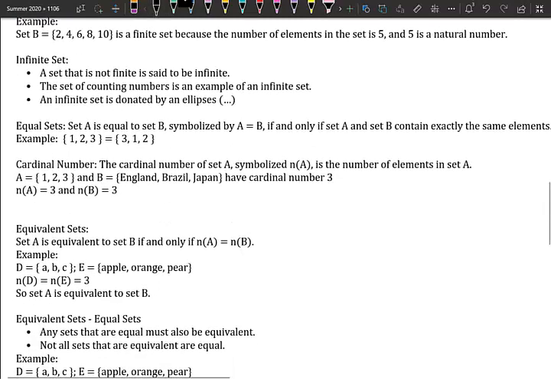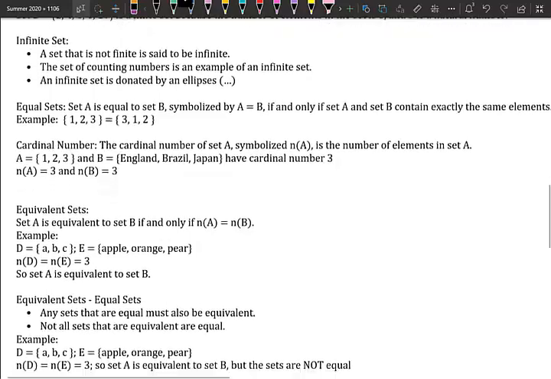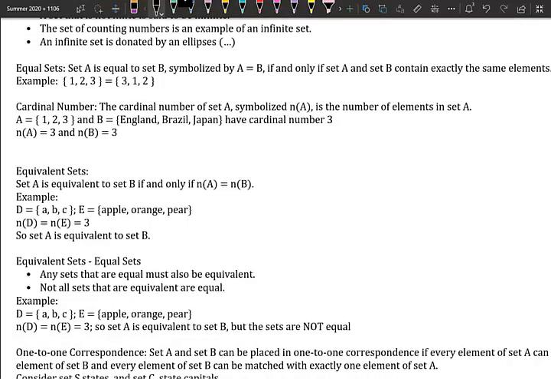Cardinal number. The cardinal number of set A, symbolized n of A, is the number of elements in set A. So set A is 1, 2, 3. Set B is England, Brazil, Japan. They each have a cardinal number of 3. So they each have 3 things in it. They each have 3 elements. They each have 3 members. So we would say the number of elements in A is 3, right here. And here, the number of elements in B is 3.